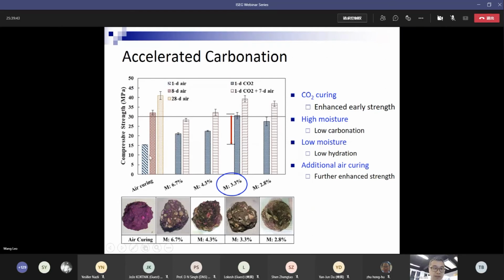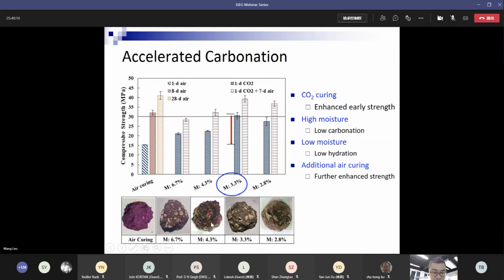From this compressive strength, we can find that this is one-day air curing. This is one-day CO2 curing. CO2 curing is very effective for enhancing the early strength. But high moisture content results in a low degree of carbonation and results in low compressive strength.